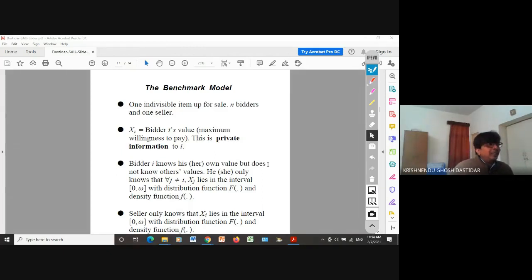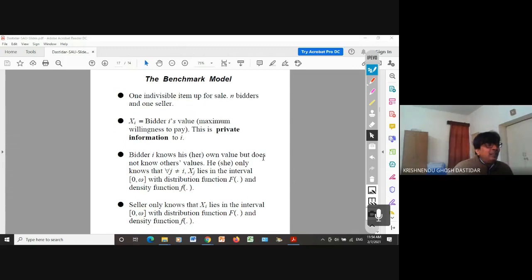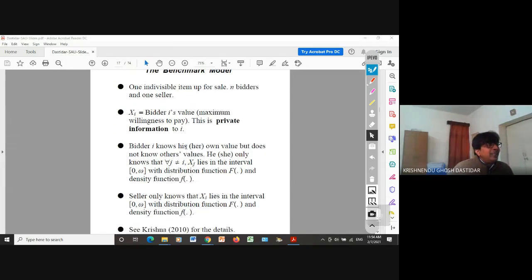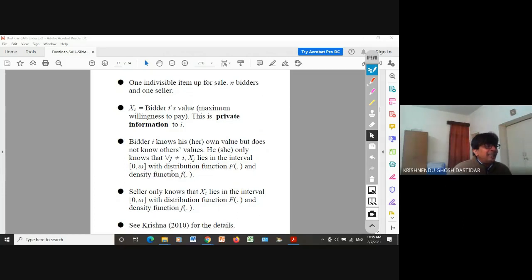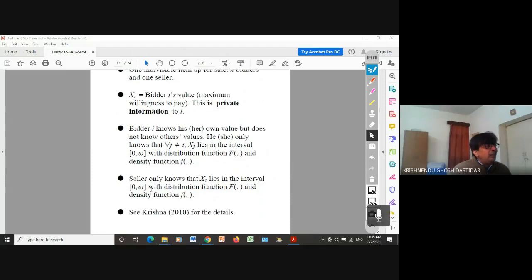Okay. So therein comes the games of incomplete information. So bidder i knows his or her own value, does not know others' values. He only knows that all other values lie in the interval 0 to omega with distribution function F and density function small f. Now the seller only knows that Xi lies in the interval 0 to omega with distribution function F and density function small f.